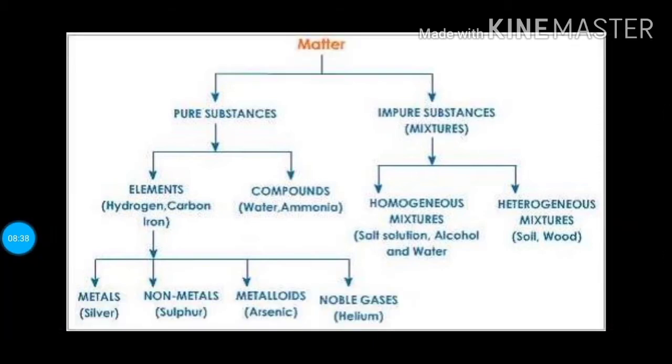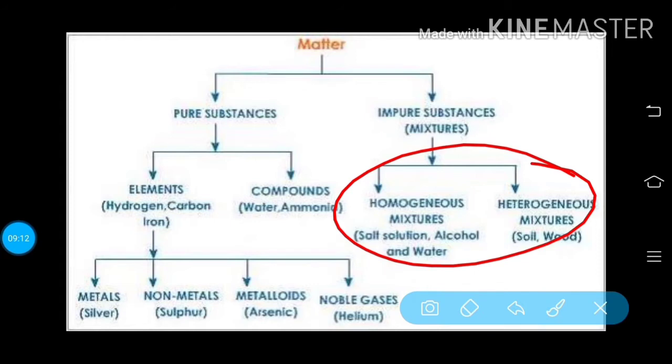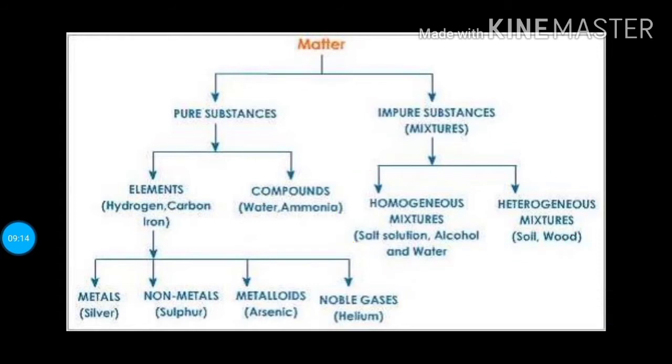And here you can see noble gases. What are noble gases? Noble gases are the type of gases which are unreactive. Noble gases are also known as unreactive gases, which do not react with any other element and do not react with our environment. So these are known as noble gases. And what are homogeneous and heterogeneous mixtures? We'll discuss that later on.